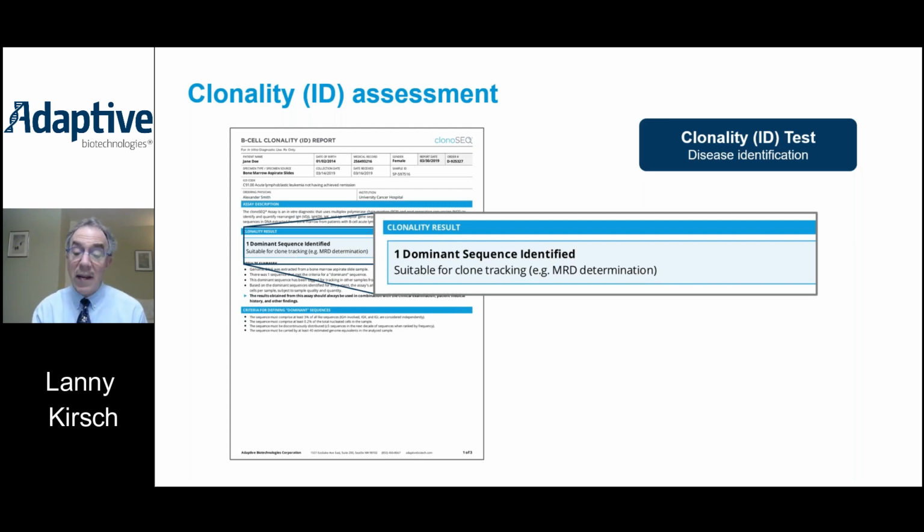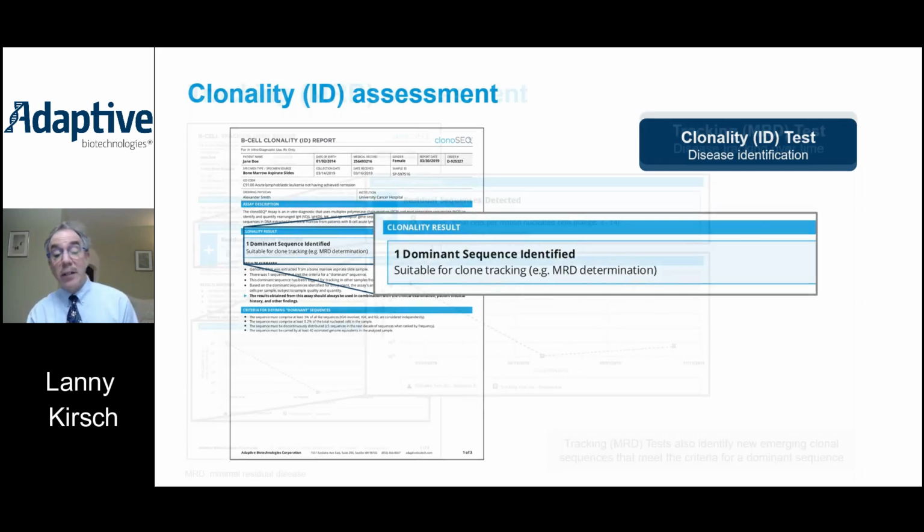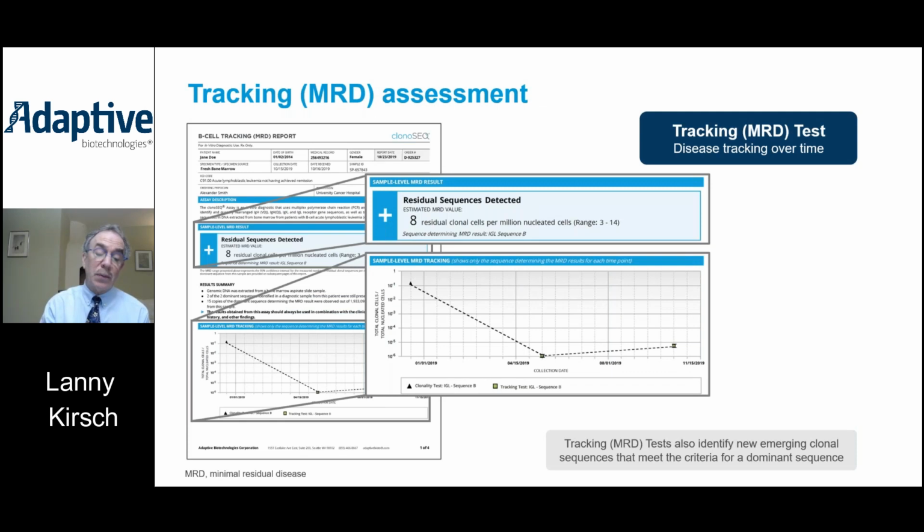The follow-up tracking, or MRD report, lists on the front page whether the relevant clone containing the sequence or sequences of interest was seen, and if so, at what level, normalized to an integer number of sequences per million total cells. A graph is also provided that tracks the level of disease over time.